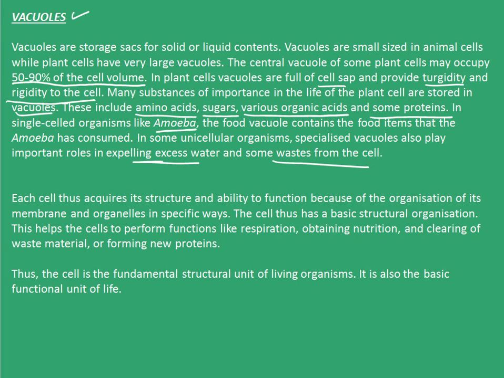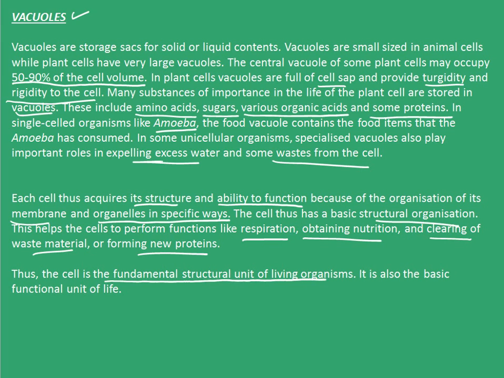Hence, each cell acquires its structure and ability to function because of the organization of its membrane and organelles in a specific way. The cell thus has a basic structural organization. This helps the cells to perform various functions like respiration, obtaining nutrition, and clearing of waste materials or forming new proteins. And hence, the cell is the fundamental structural unit of living organisms, and it is also the basic functional unit of life. With this, I end the chapter on the fundamental unit of life.